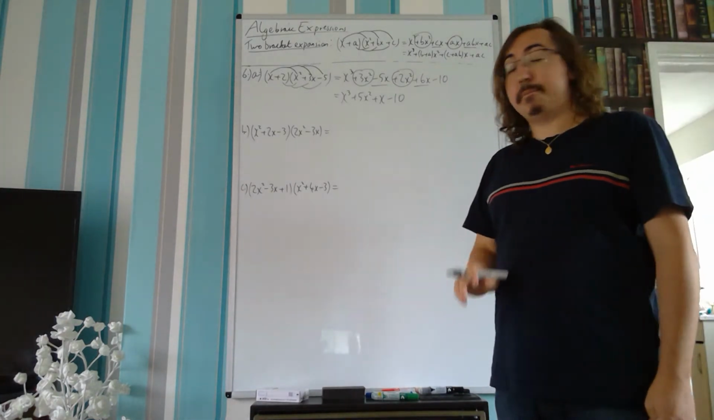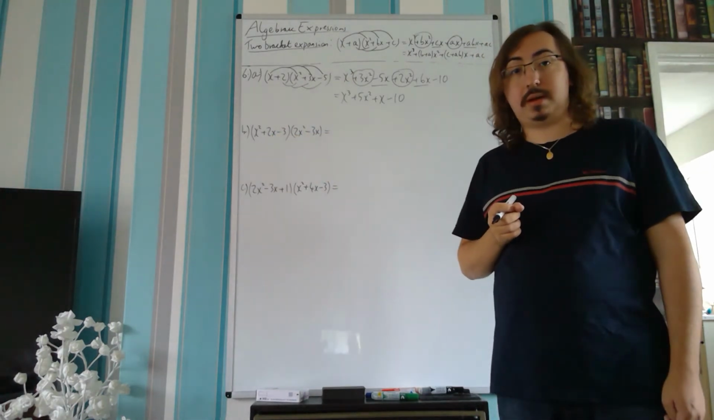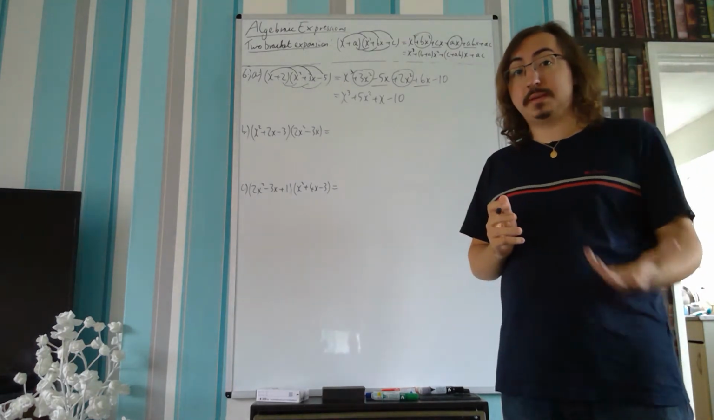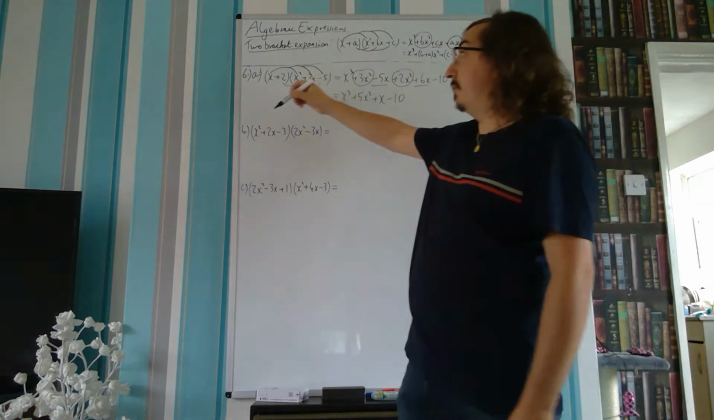Moving on to b then. This time we have a 3 bracket expression times a 2 bracket expression. Now we could switch the order, and actually it doesn't matter because it's multiplication, but let's keep the order as it is and follow a similar idea.